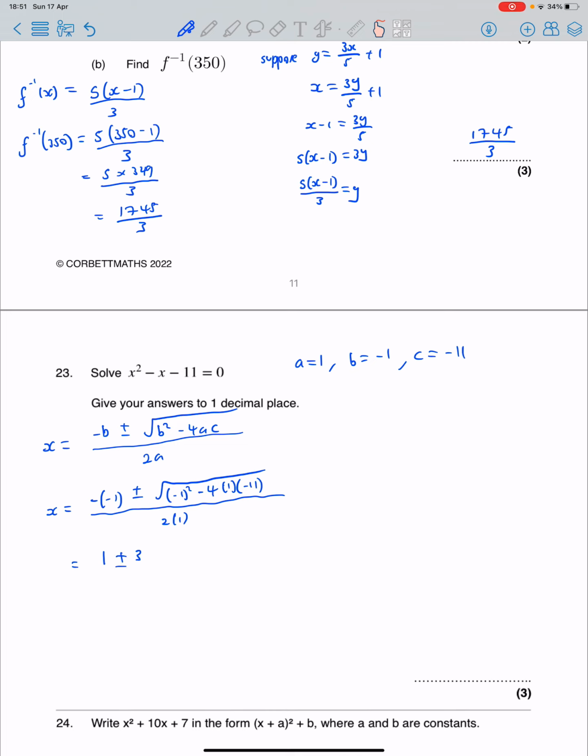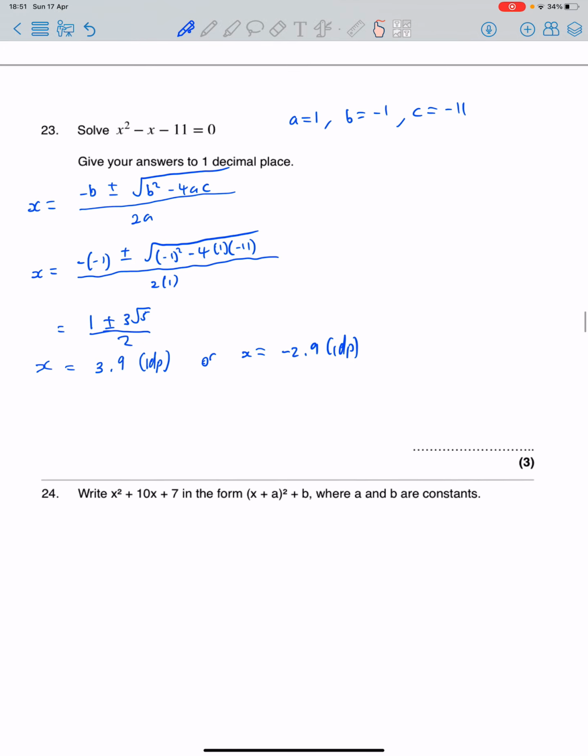1 plus or minus 3 root 5 over 2. And the two answers would be 3.9 to one decimal place. And the other answer is going to be minus 2.9, again, to one decimal place. So there are two answers for x.